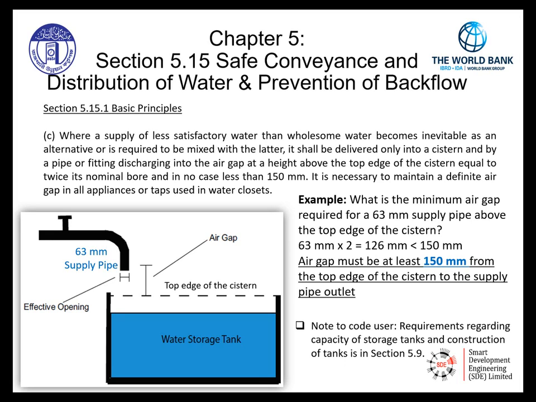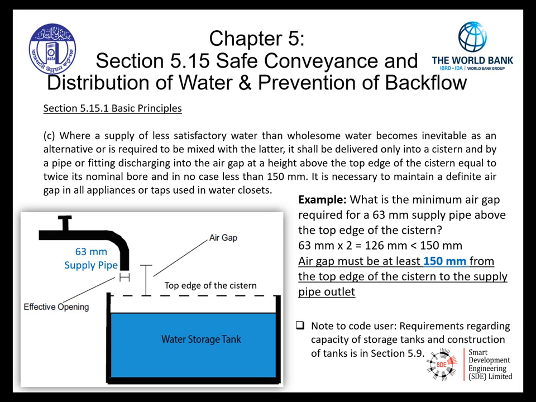As an example, in the graphic shown is a water storage tank. We have a supply pipe supplying water to the water storage tank. The nominal bore of this supply pipe is 63 millimeters. So the example given here is, what is the minimum air gap required for a 63 millimeter supply pipe above the top edge of the cistern?